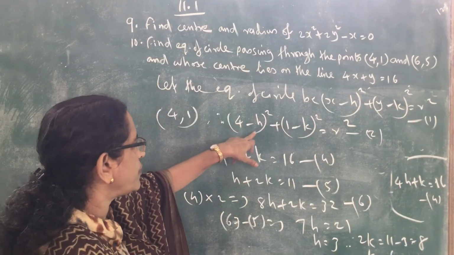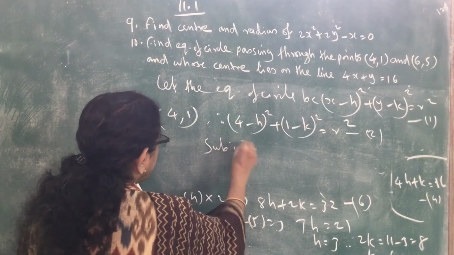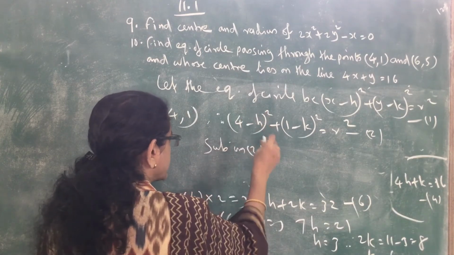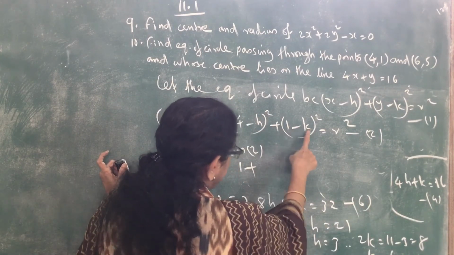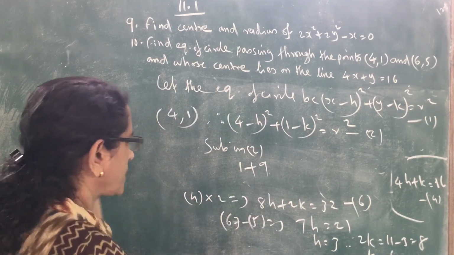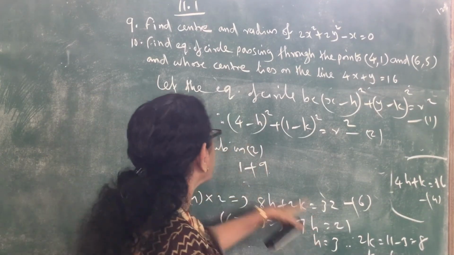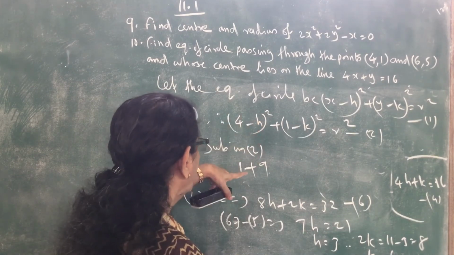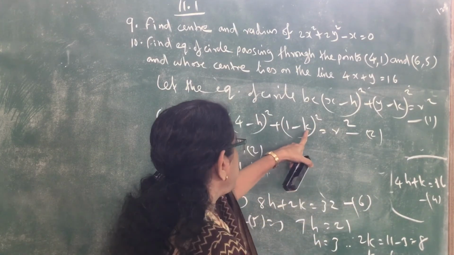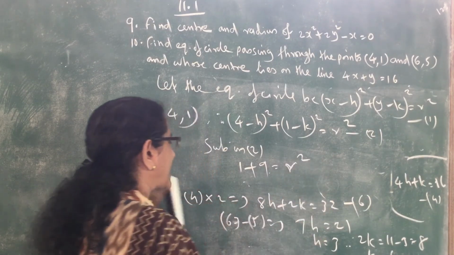So we got the values of h and k. Now we'll substitute and find r square. Substituting in equation 2, h equal to 3. (4 minus 3) whole square, that is 1 square 1, plus (1 minus k), that is 1 minus 4, that is minus 3 square 9, that is equal to r square. So we got r square equal to 10.